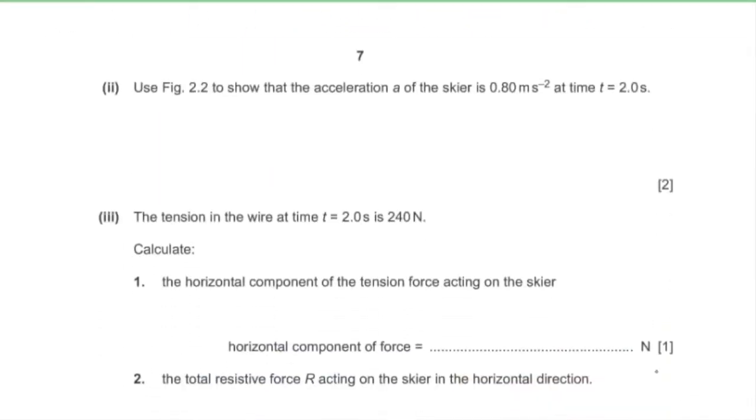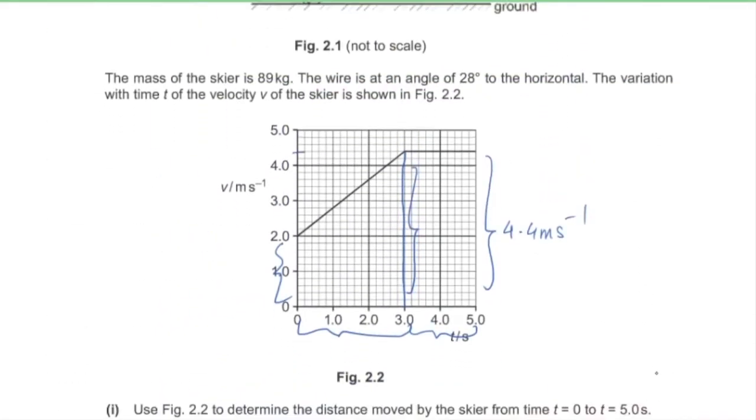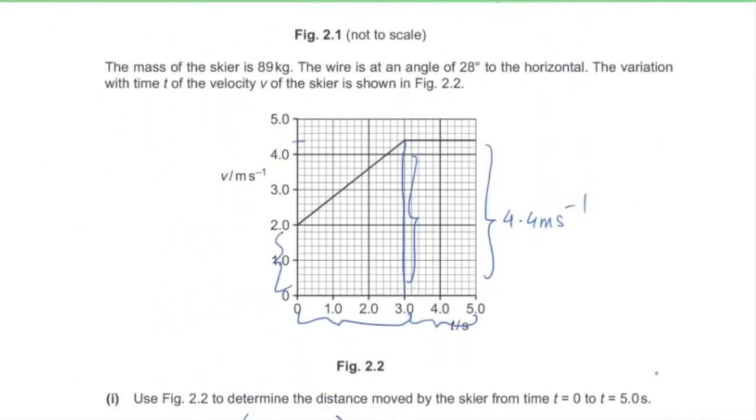Part 2, use figure 2.2 to show the acceleration is 0.80 meters per second squared at time t equals 2 seconds. So actually from t equals 0 to t equals 3 seconds, the line is a straight one, meaning that the acceleration is constant in this time interval of 3 seconds. So acceleration can be found using any final velocity. Let's take this final velocity at time t equals 3 seconds, which is 4.4, and any initial velocity. So I'll be taking the initial velocity as 2, and the time interval for this change in velocity is 3 seconds, and this is how you get an acceleration of 0.8 meters per second squared.